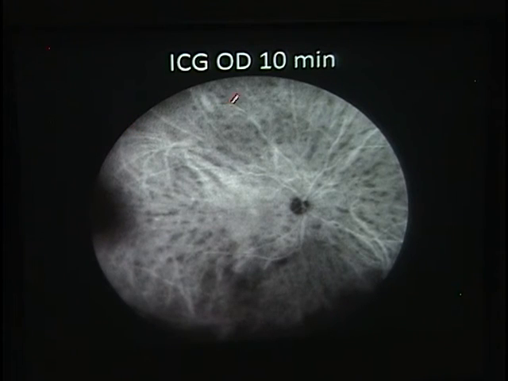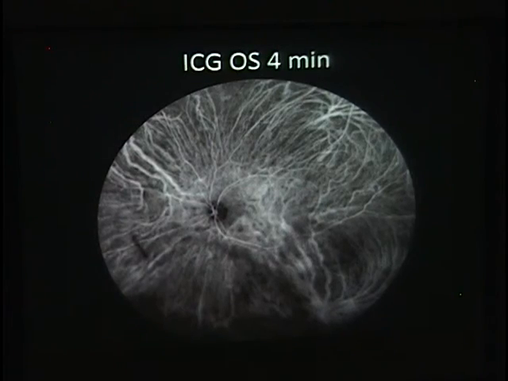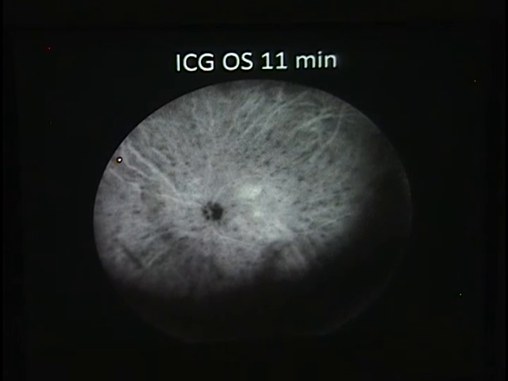And then if you wait long enough, we can see that there is something interesting going on in the mid-periphery here. And these areas correspond to the whitish lesions, the whitish hypopigmented spots we saw on the color photograph. And same thing in the left eye. Early on, you don't see much, but as you get later in the ICG, she has this interesting mid-peripheral ring of hypopigmented area.